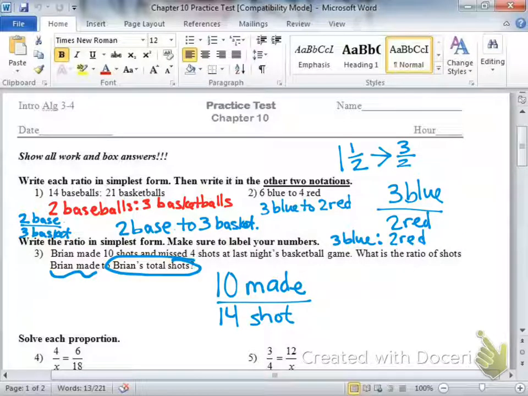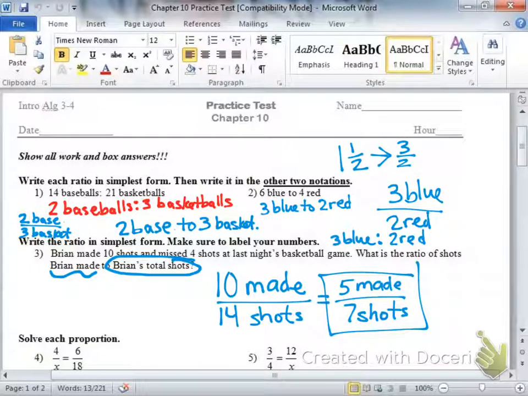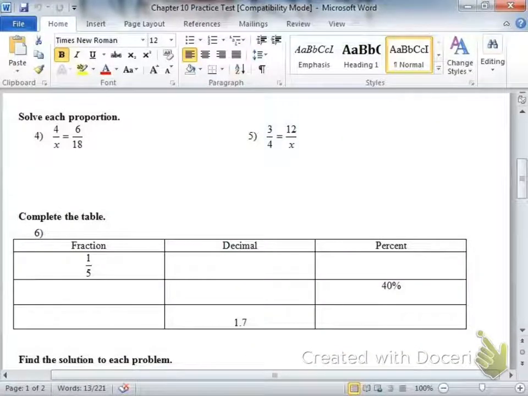So 10 over 14. Now you can reduce this. Just type it in your calculator using the ABC button, hit the equal sign. You get 5 made over 7 total shots. So the ratio of shots made to the number of shots taken is 5 to 7. Raise your hand if you have any questions on the first 3.